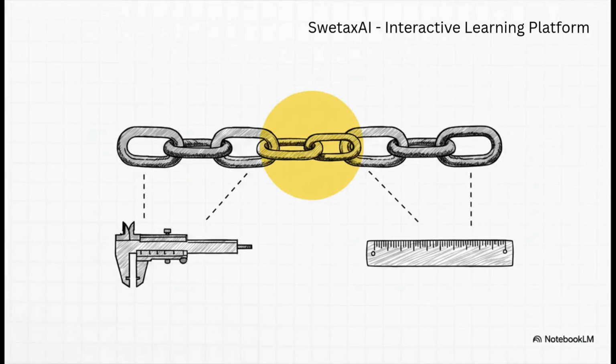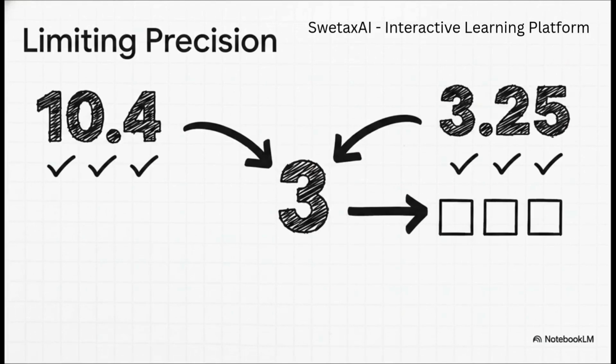Which brings us to step 2. We have to apply the rule. And for multiplication, it's pretty simple. Think of a chain. A chain is only as strong as its weakest link. Well, your calculation is only as precise as your least precise measurement. So let's check our links. The length, 10.4, has 3 significant figures. The width, 3.25, also has 3 significant figures. So our weakest link is 3 sig figs. That means our final answer must also be rounded to 3 significant figures.